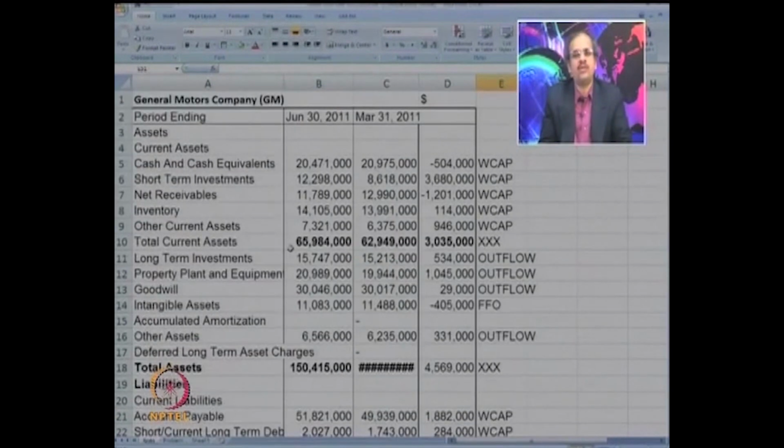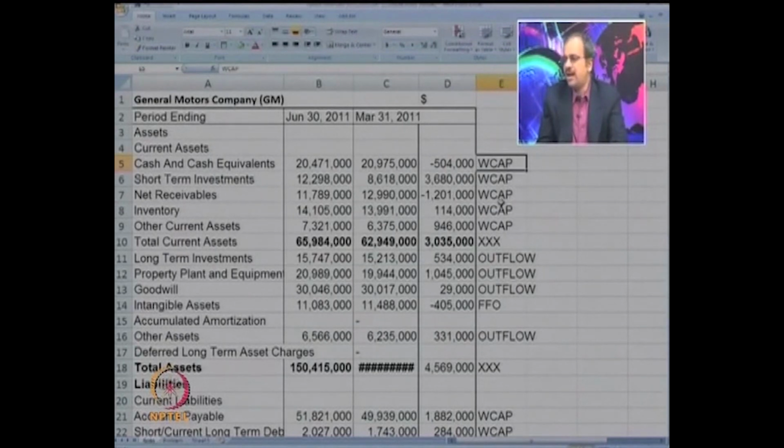So take a look now. We have marked all the items. I hope it's clear to you why we have marked those items like that. Now using this data, we have to make the fund flow statement. Before that, we need to make two working notes. Which are those two working notes? First working note is for calculation of changes in working capital. Next is related to calculation of FFO.